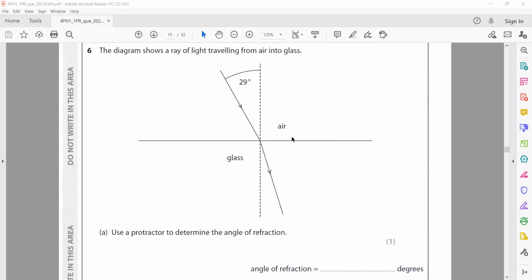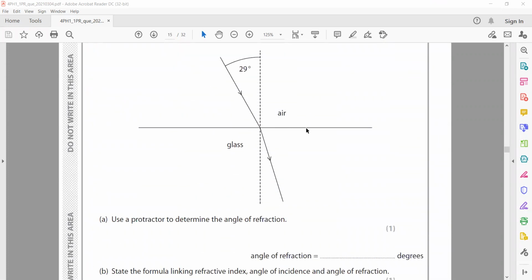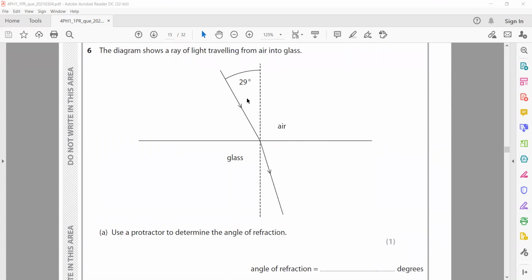The ray diagram shows the light traveling from air to glass. Using a protractor, measure this angle. So using a protractor, we have to measure this angle. This side we will have 0. So approximation I will use here. Approximately it will be 70.